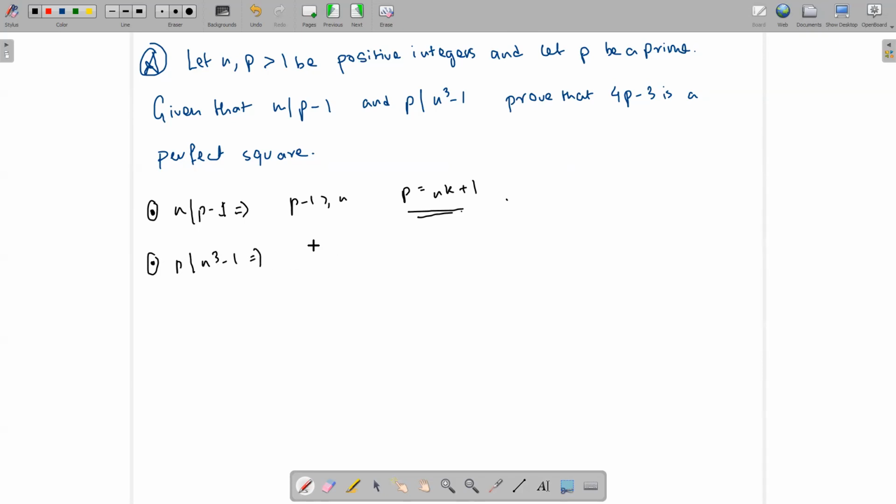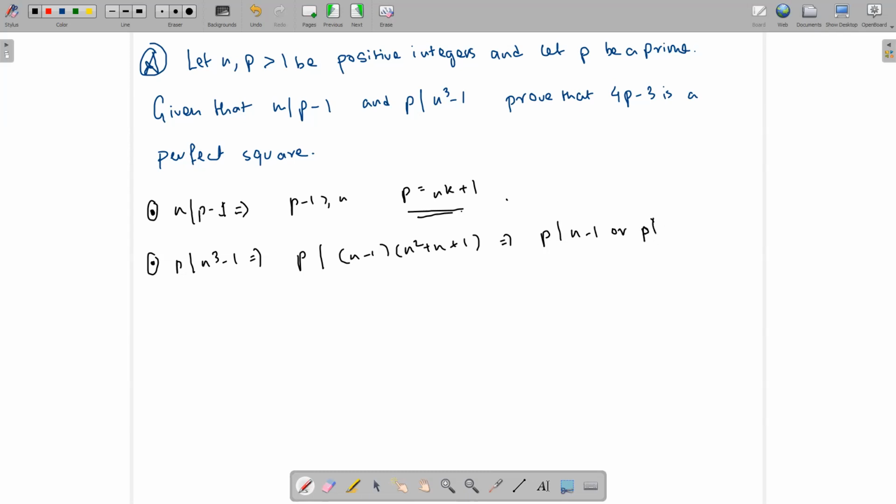Like p divides n cube minus 1. So the first basic thing is to break this up, right? So okay, now what? This implies what? P divides n minus 1 or p divides n square plus n plus 1, right?